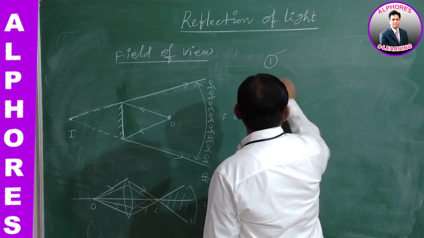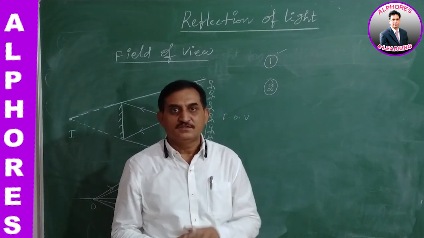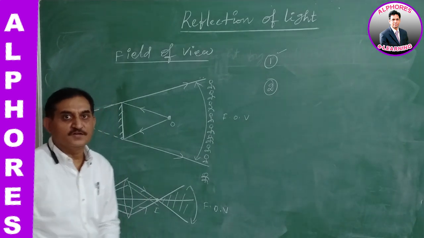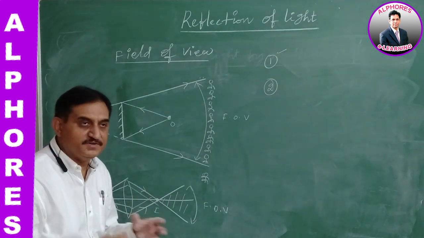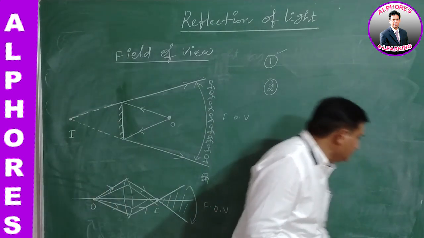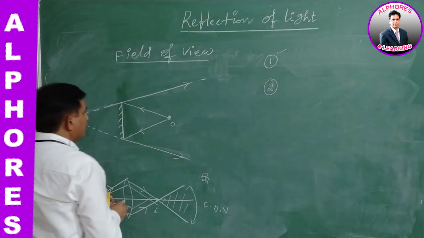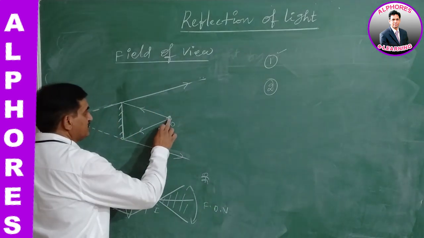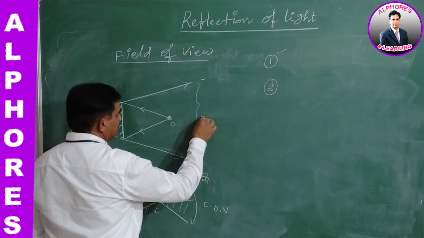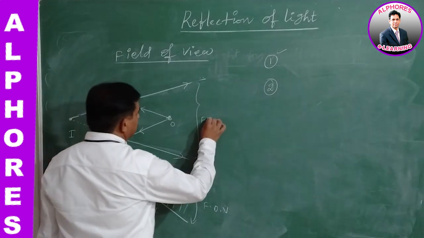And point number 2 is that it depends on the position of the object. When the object position changes, the field of view, its range, will also change. How can we understand this? I will show it in this diagram. See, when the object is at this position, the field of view is this part. This is field of view 1.